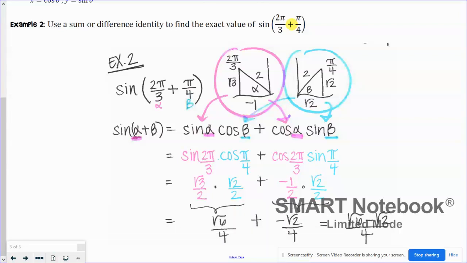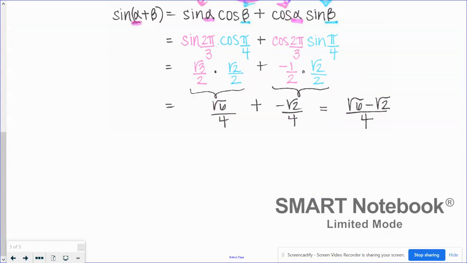I'm going to multiply my fractions together, and then add them. Since I can't combine the square root of 6 and the square root of 2, I'm just leaving it as the square root of 6 minus the square root of 2, all over 4. So once again, draw your two reference triangles, one for alpha, one for beta, in this case one for 2 pi over 3 and one for pi over 4. Get your sine and cosine ratios from those two triangles, substitute them into the formula, and then do the math.